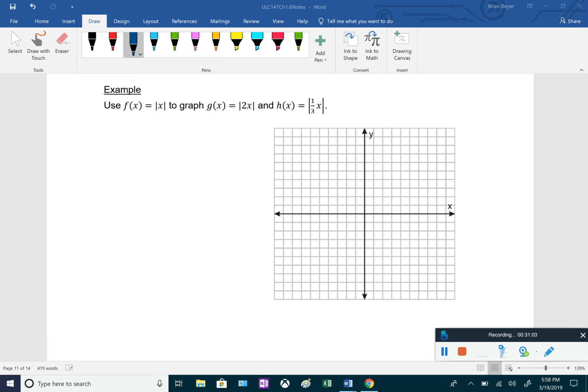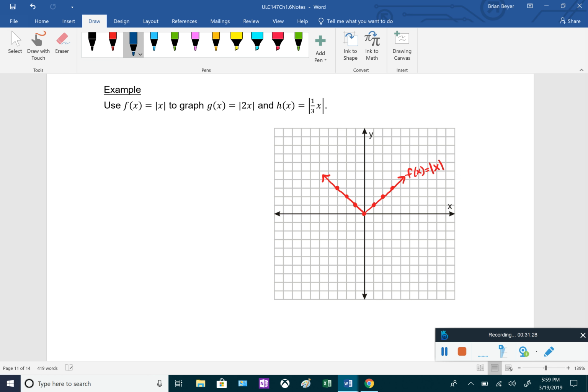So we're going to use f of x, which is the absolute value of x, to graph g of x, which is the absolute value of 2x, and h of x, which is the absolute value of 1/3 x. So I'm going to graph the absolute value of x. That's going to help us graph this. So I'm using the same points that I always do for this one. So we'll get the graph looking like that for the absolute value of x.